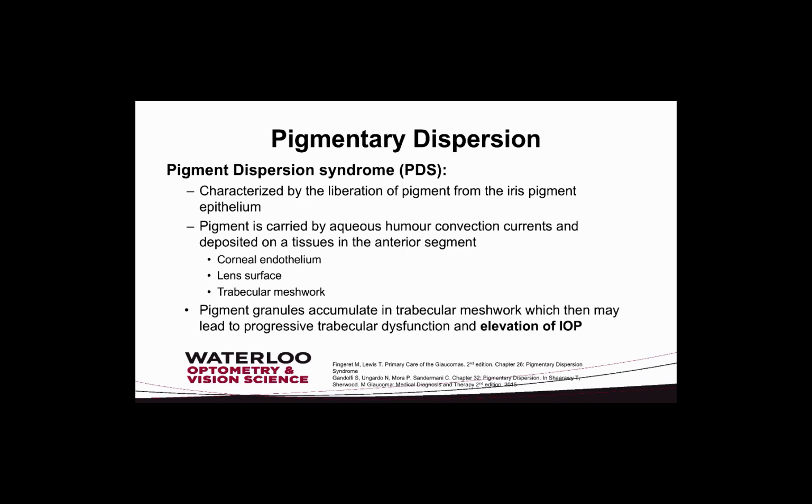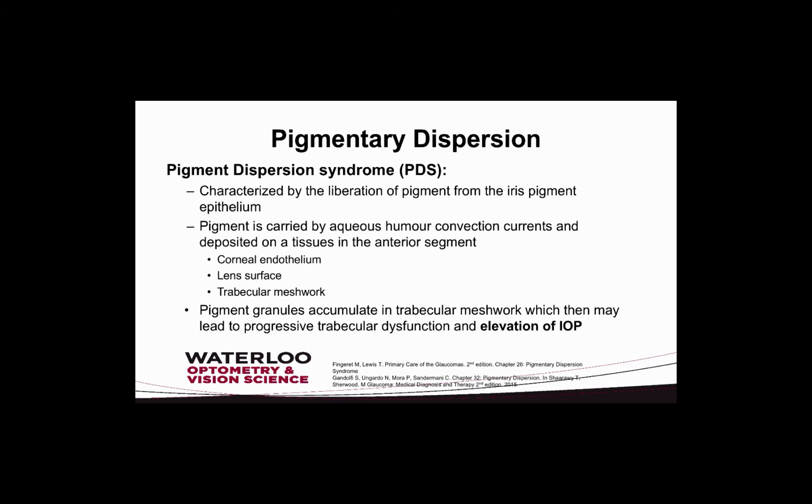Pigment dispersion glaucoma starts as pigment dispersion syndrome. And pigment dispersion syndrome is characterized by the liberation of pigment from the iris pigment epithelium. The pigment is carried by aqueous humor convection currents and deposits on tissues in the anterior segment. So you're going to see pigment on the structures that it comes into contact with. So we see pigment on the corneal endothelium, pigment on the lens surface, and most importantly, pigment in the trabecular meshwork.